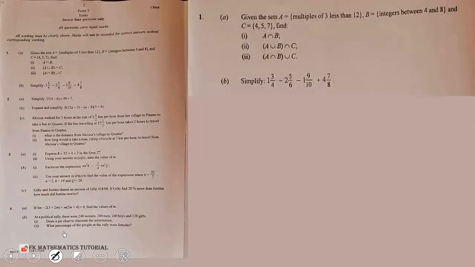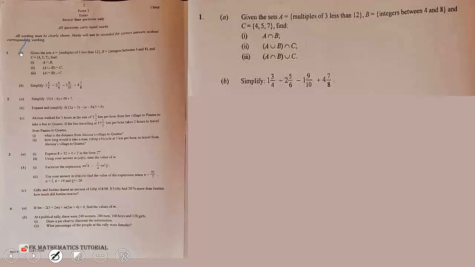It says, given the sets A equals multiples of 3 less than 12, B equals integers between 4 and 8, and C equals the set 4, 5, 7. Find (i) A intersection B, (ii) A union B intersection C, (iii) A intersection B union C. So let's tackle this part first, the A part. So let's list the elements of set A, multiples of 3 less than 12.